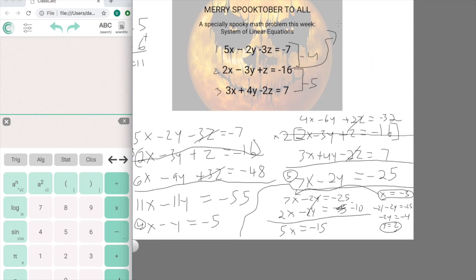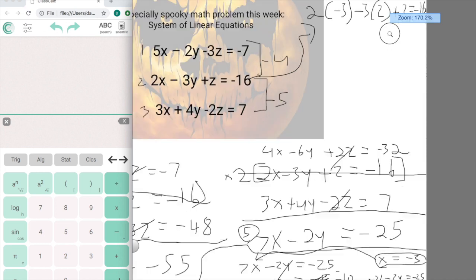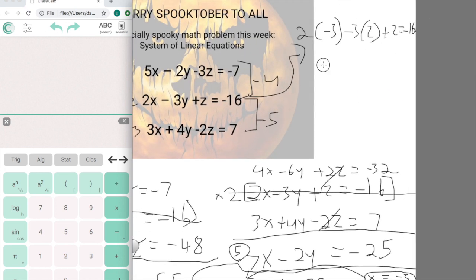Equation number 2. That's going to be 2 times negative 3 for x minus 3 times 2 for y. That's 2 for y, that's correct, plus z equals negative 16. There we go. Fit it in there. And now we just solve for z. So we get negative 6 minus 6 plus z equals negative 16, which will give us negative 12 plus z equals negative 16, which will give us z equals negative 4.